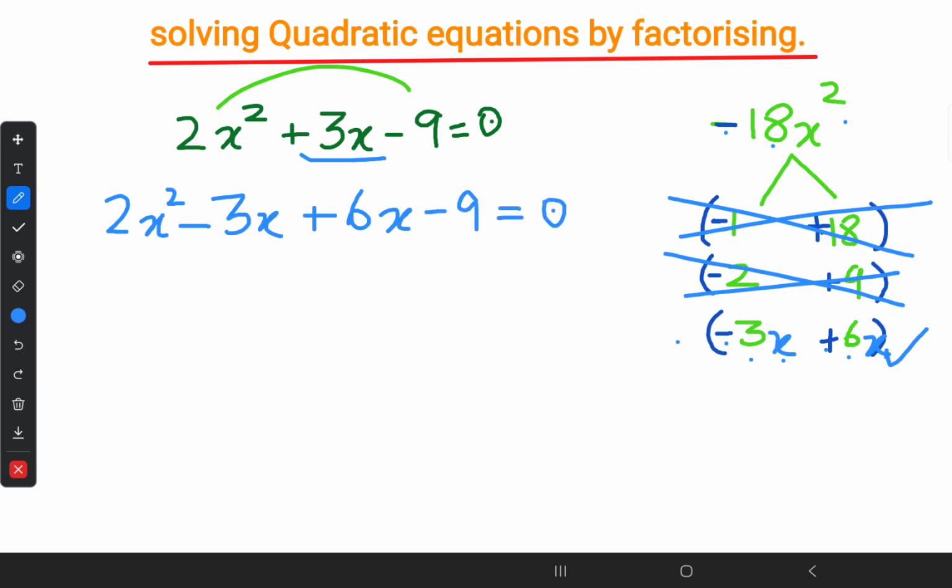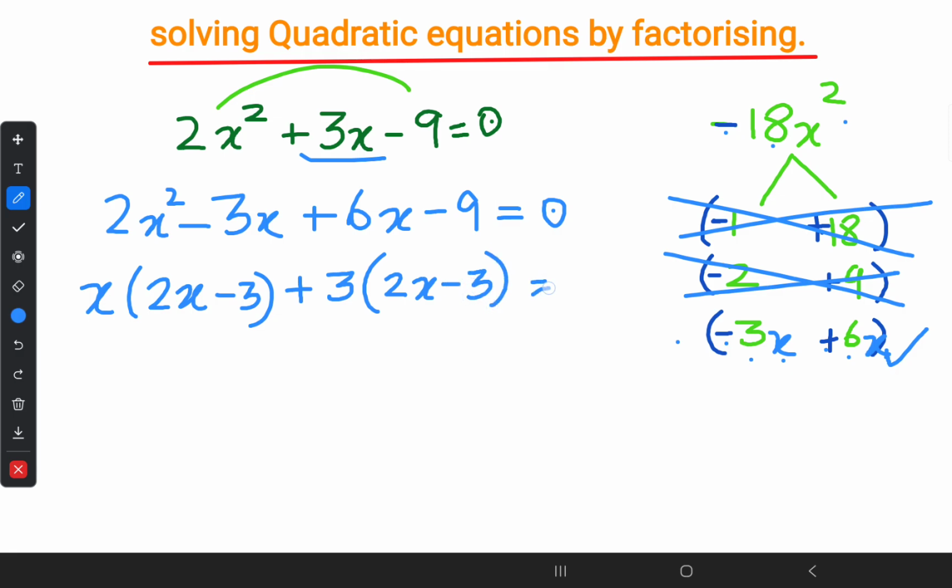Then you need to do the factorization. From both we can take 2x as a common factor. Then you will have 2x. In the other two, we can select positive 3. So 2x minus 3. Now look at the brackets. Both are having the same value, so that means your factorization is perfect.